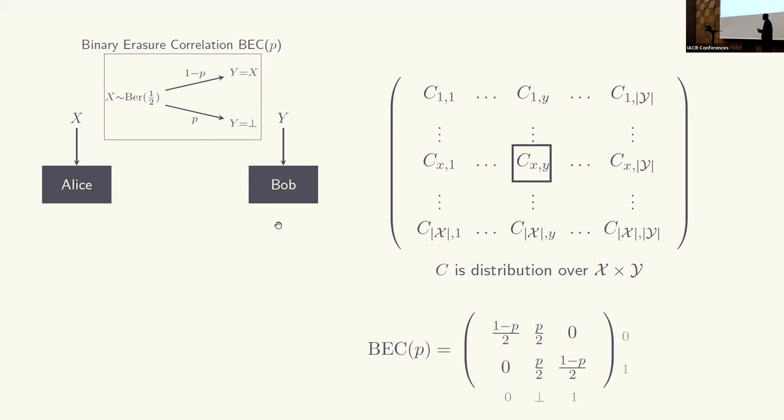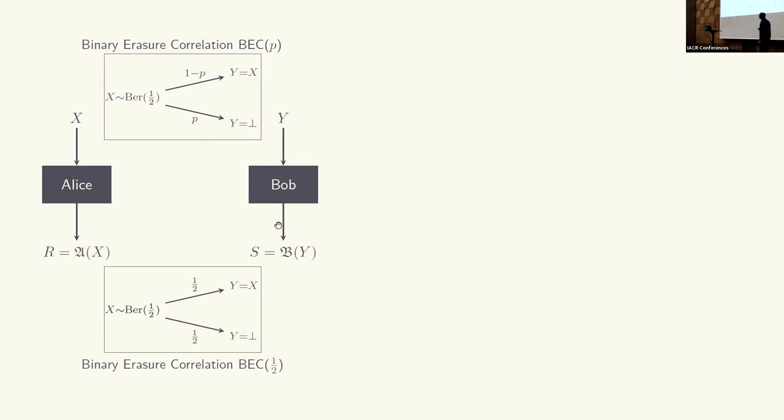Classical results show that if Alice and Bob have sufficiently many copies of the Rabin OT correlation, they can compute any function with security. To motivate our problem, let's consider the following situation. Alice and Bob have a binary erasure correlation with erasure probability p, but p is not exactly equal to half. What they would like to do is derive the Rabin OT correlation, going from erasure probability p to erasure probability half. They would like to do this without interacting with each other.